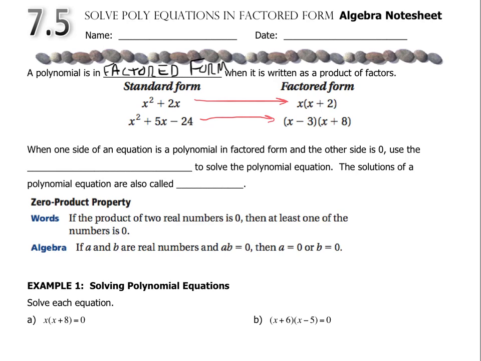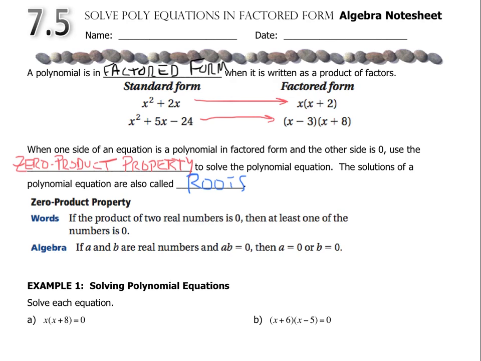When one side of an equation is a polynomial in factored form, and the other side is a zero, we want to use the zero product property to solve the polynomial equation. The solutions of a polynomial equation are also called roots. We're going to see several different terms for this solution as we go through the next sections and chapters. But in this section, we're referring to our solutions of a polynomial equation as our roots.